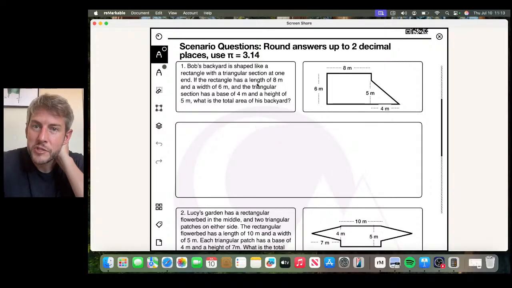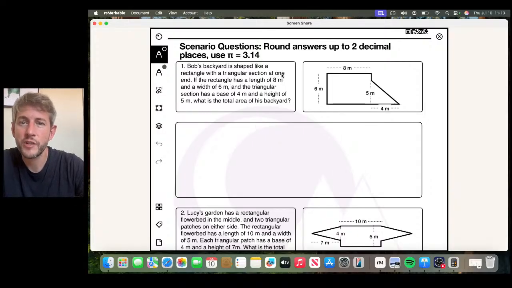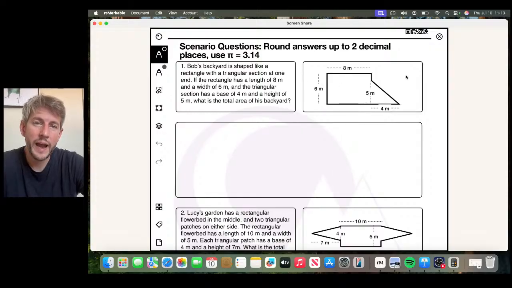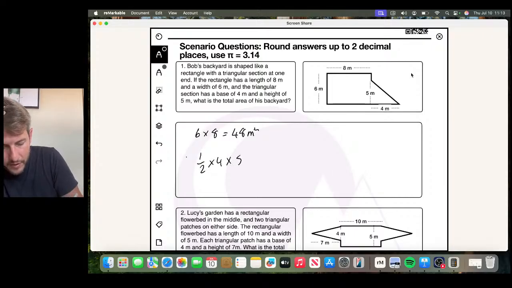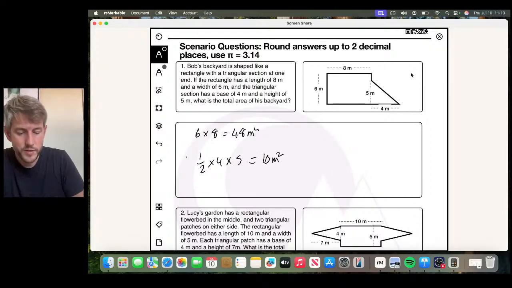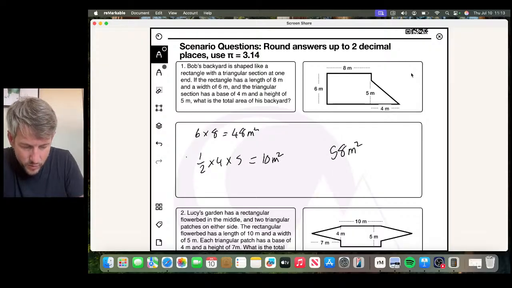Bob's backyard is shaped like a rectangle with a triangular section at one end. If the rectangle has a length of 8 metres and a width of 6 metres, and the triangular section has a base of 4 metres and height of 5 metres, what is the total area of the backyard? Okay, yep, so that's clear. So the rectangle is going to be 6 times 8, which will be 48 metres squared. The triangle will be half times base times height, so a half times 4 times 5. A half times 4 is 2, 2 times 5 is 10, so that'll be 10 metres squared. So this one here will be 58 metres squared.